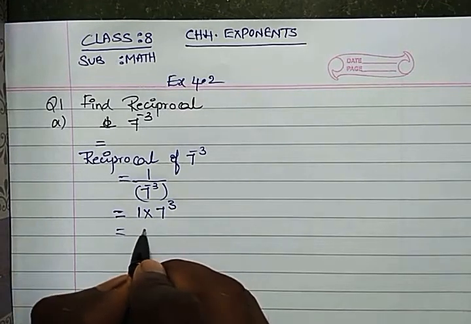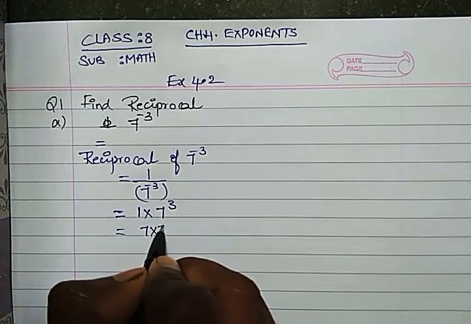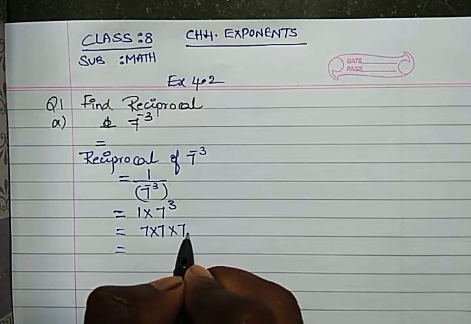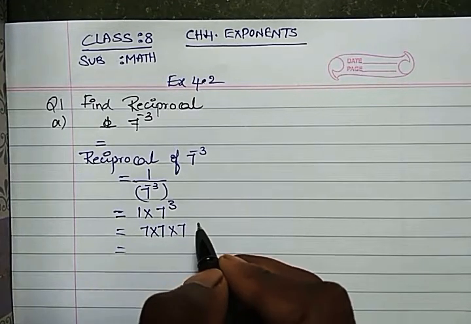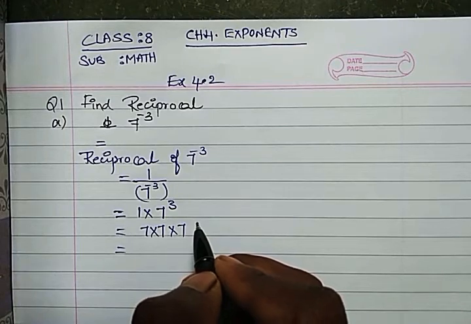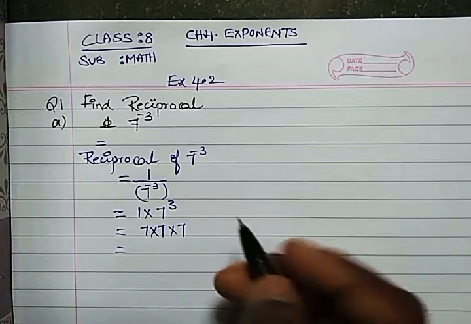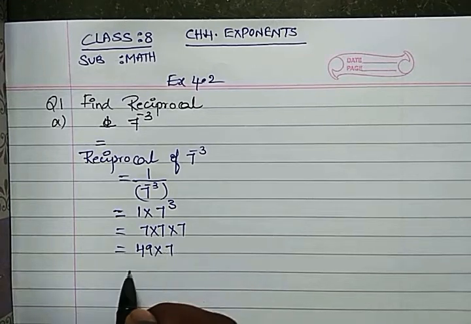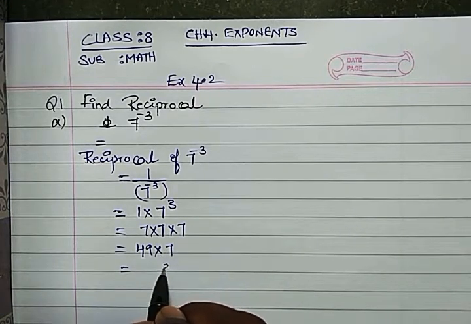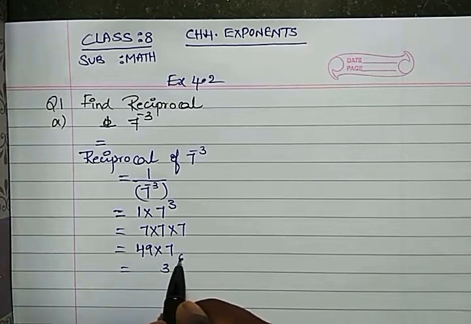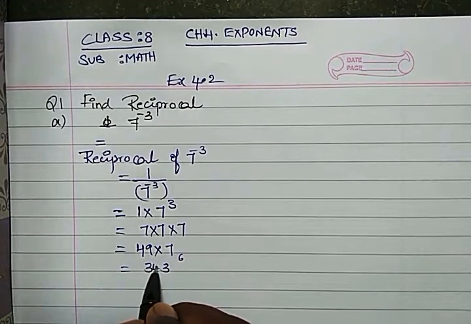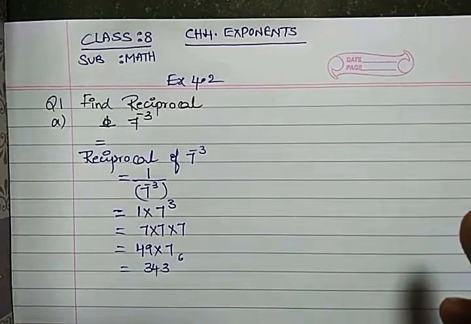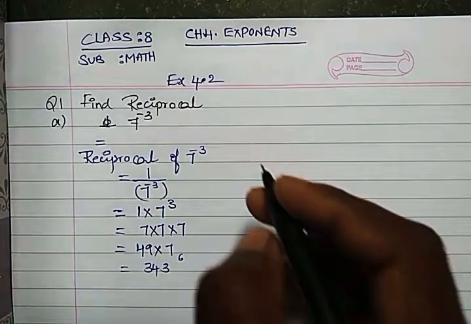So it is equal to 7 power 3, which means 7 into 7 into 7. 7 7s are 49. 49 into 7. 7 9s are 63, 7 4s are 28 plus 6 is 34. So 343 is the reciprocal of 7 power minus 3. Let us solve the second one.